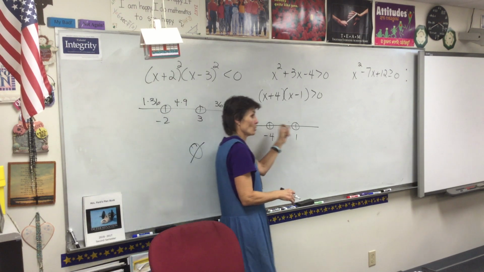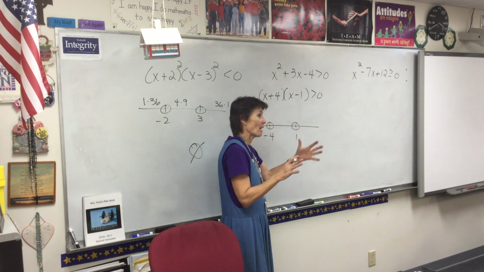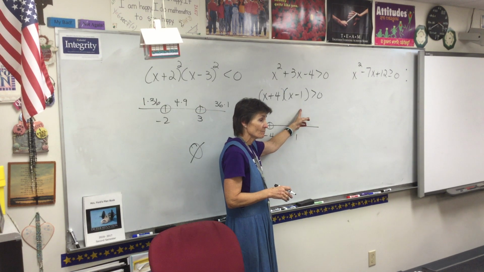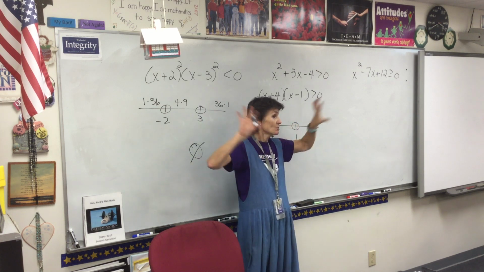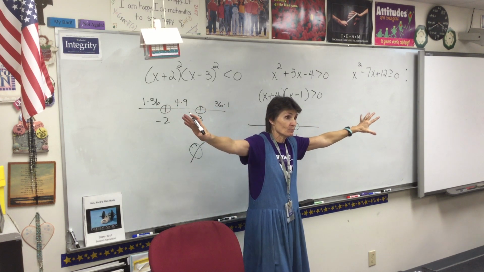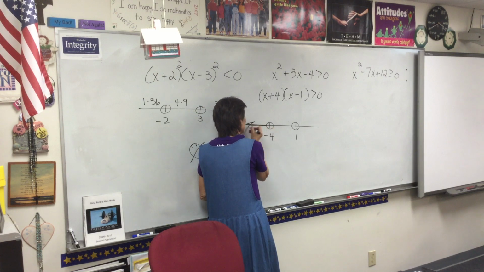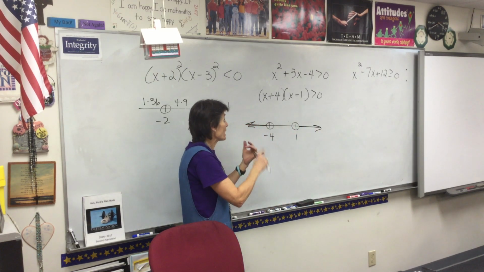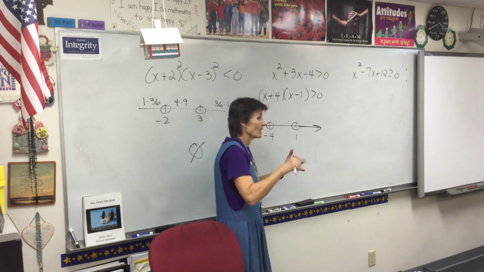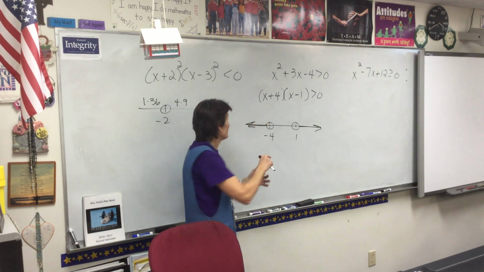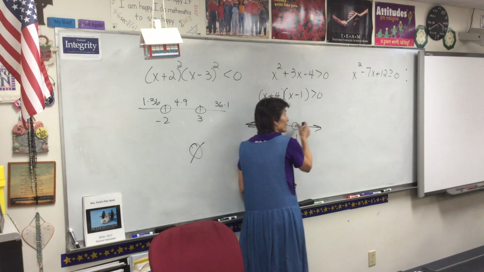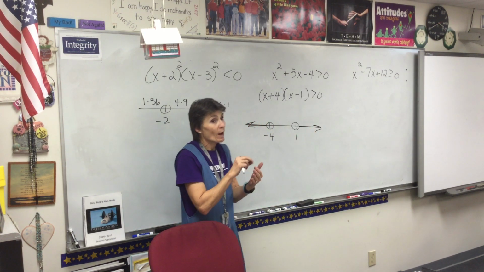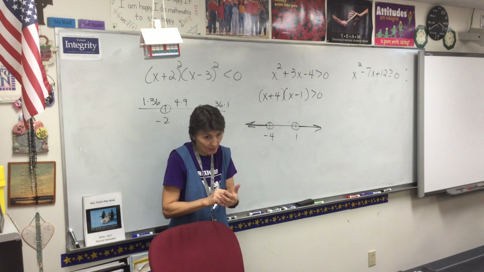Now you can also check, just like we did before, that will always work. But because there's no squares, if you see the greater than, you know you're shaded out. So you're shaded out this way and out this way. If you can't remember that rule, don't want to remember that rule, or are afraid you'll mess that rule up, then pick a number in each section, which is what you have to do if you have a square.